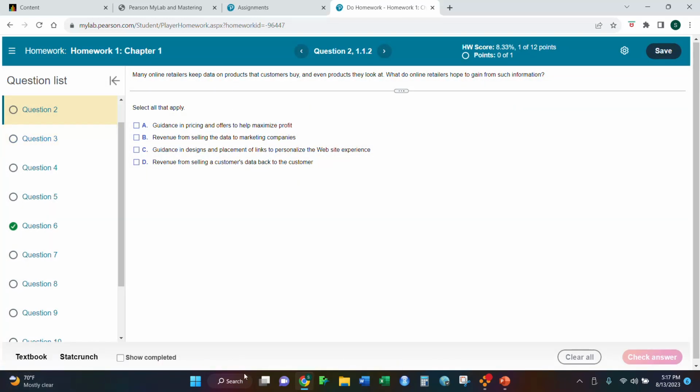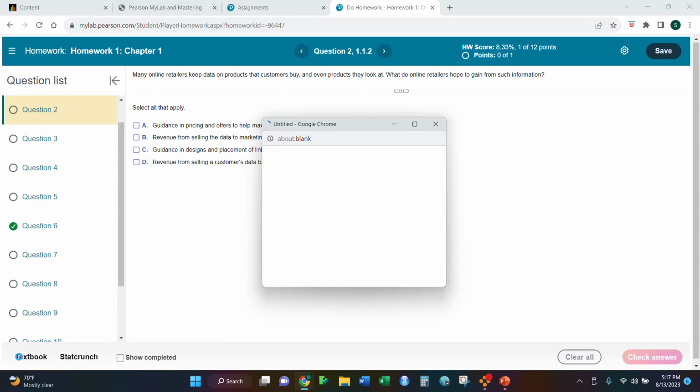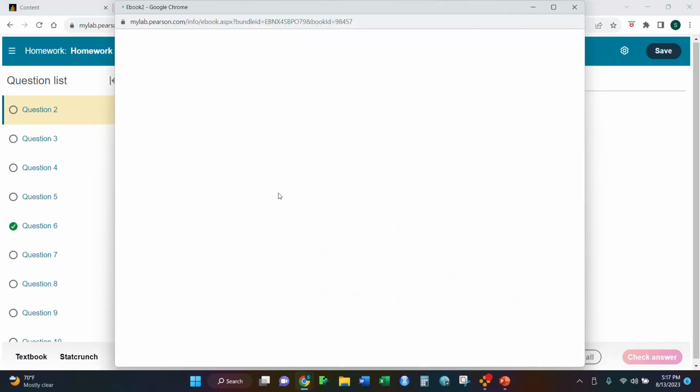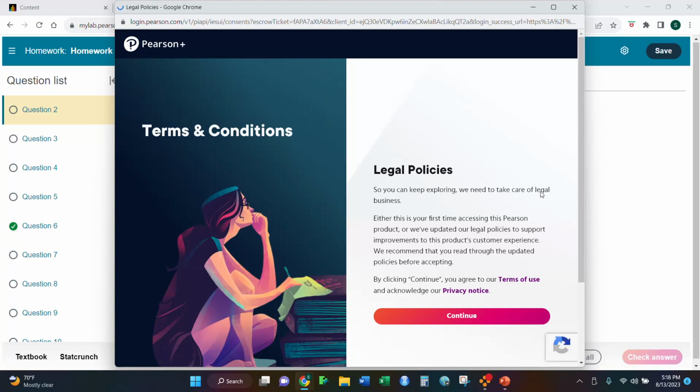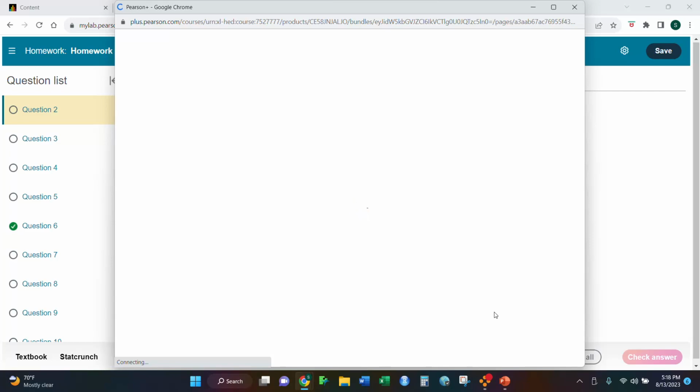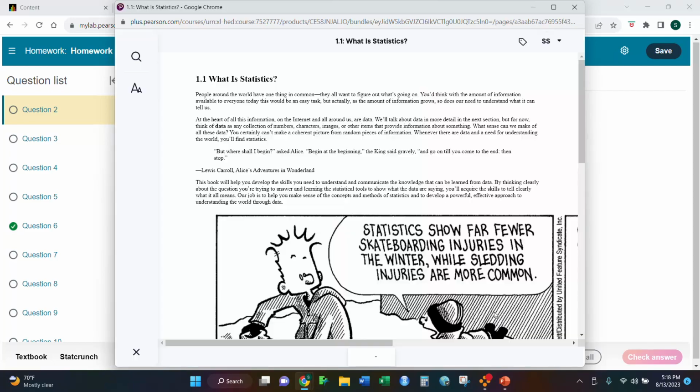Okay, so yeah, going to the bottom, I was looking for a question that had numbers, but this one helps. So if you're stuck, one of the options here at the bottom beyond StatCrunch is textbook, and it will pop up your eText. I'll show you another way you can have access to it in a minute, but here is one way to access your textbook.